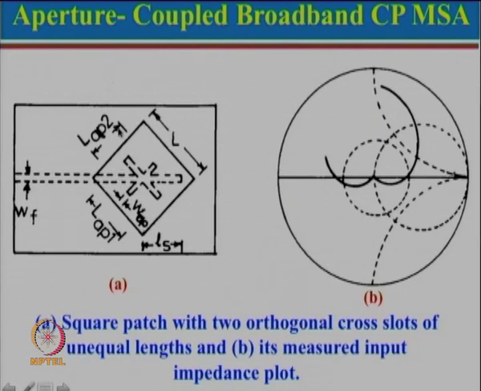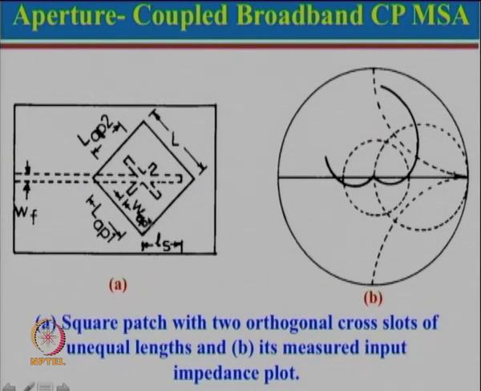Now, to get circular polarization, here this is a square patch, but the slots which are cut over here have different lengths. You can see that this is the length of aperture 2, this is the length of aperture 1. These are two different lengths, and because they are different, the loading to this particular square patch will be different, and hence it will give us circular polarization.